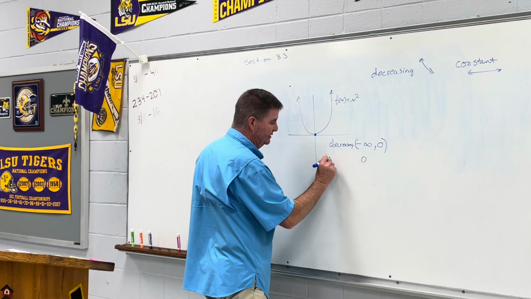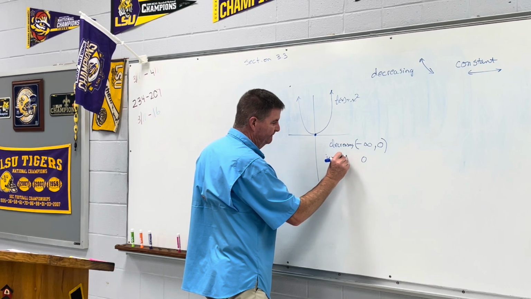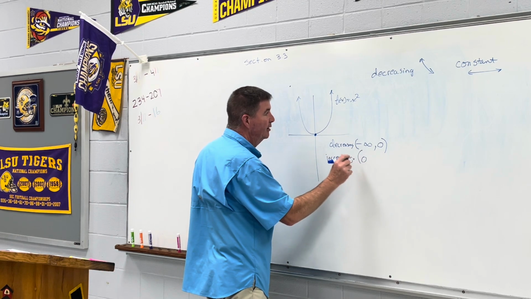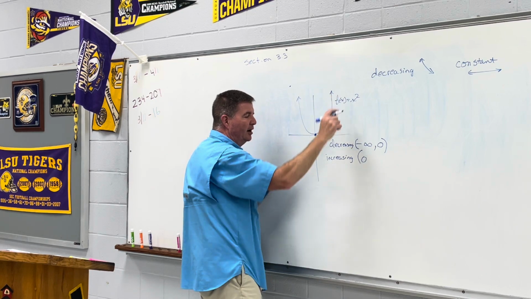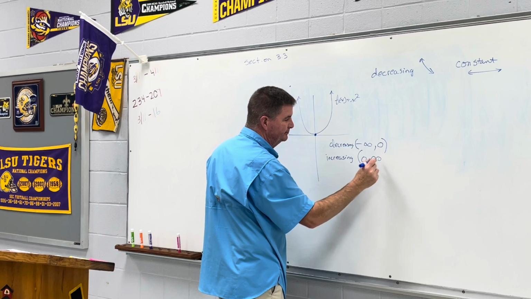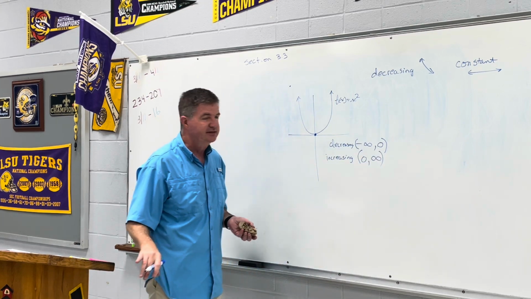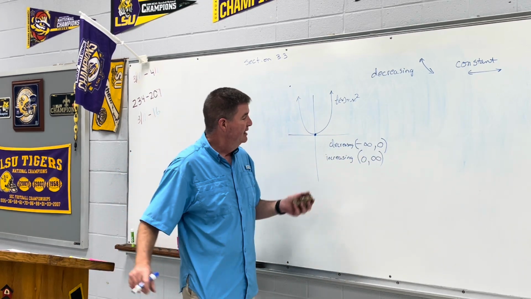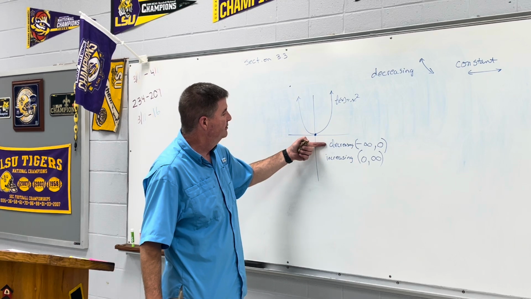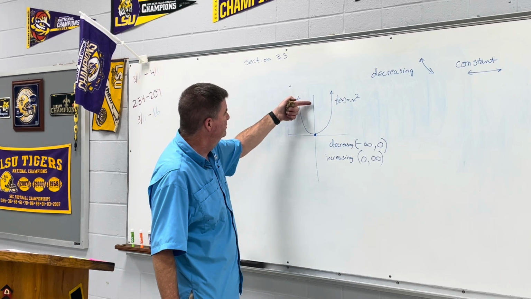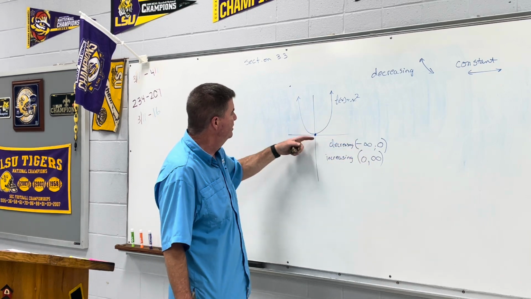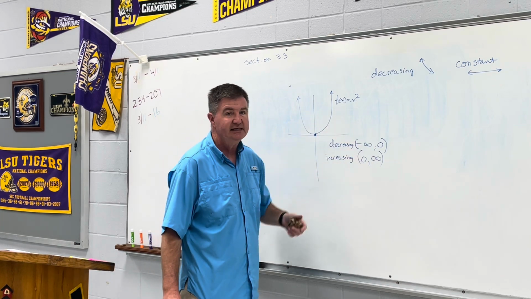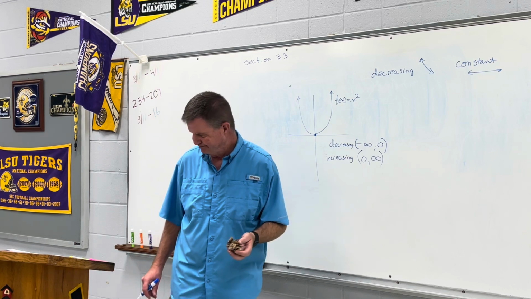So it's increasing from 0, not looking up, but looking to the right, all the way to infinity. It's increasing from 0 all the way to infinity. So that would be the graph decreasing from negative infinity to the point where it starts to make the turn, so from negative infinity to 0, and then from 0 on, it's increasing, moving up.